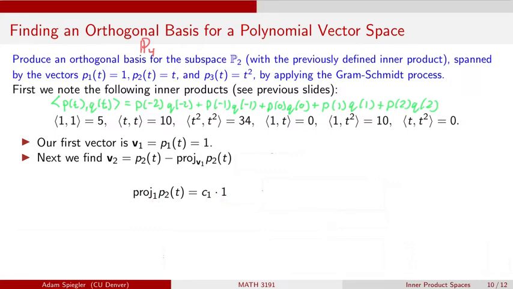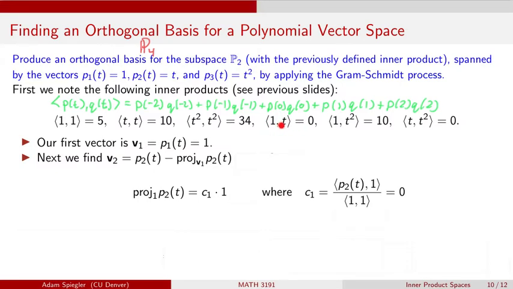And the way that we define this weight, C1, is we take this basis element, P2, inner product with the first basis element, and then divide that by the inner product of the first basis element with itself. So in this case, we get 0 because P2 and 1 were orthogonal to each other.